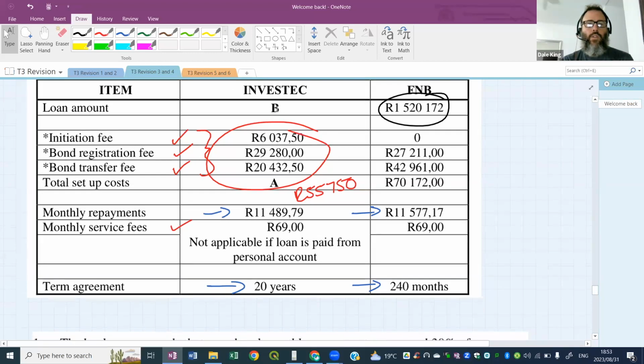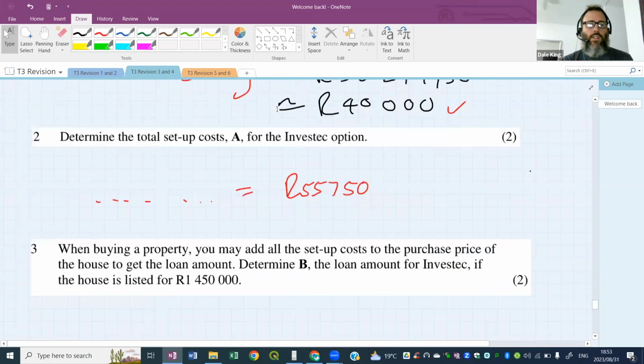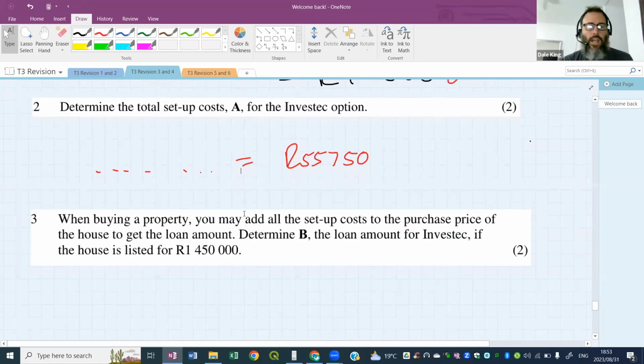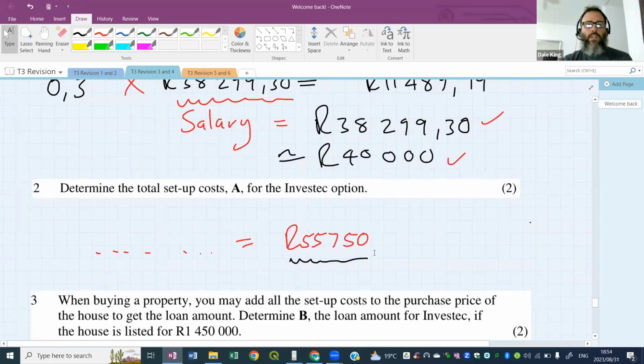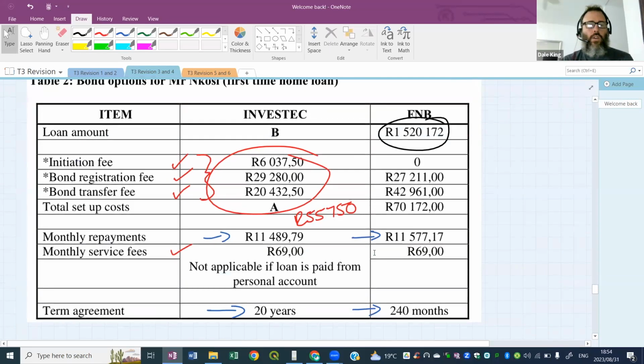Let me read the question again. Stay with me. It says, when buying a property, you add up all the setup costs. And we said that the setup costs are all there, to the purchase price of the house. What is the purchase price of the house? There it is there. Okay. Determine B, the loan amount. So what you're going to loan for is the setup costs plus the purchase price. I'll write the purchase price here.